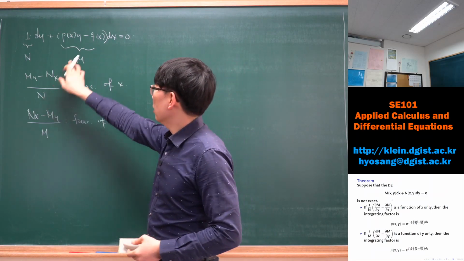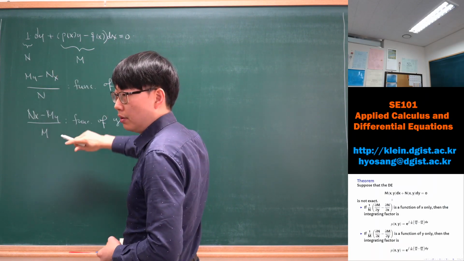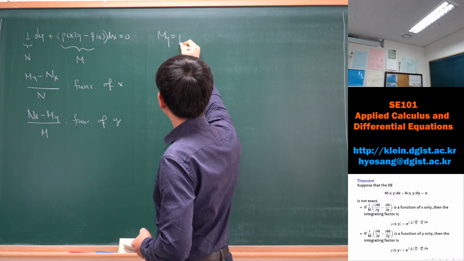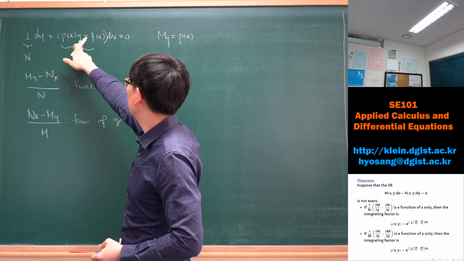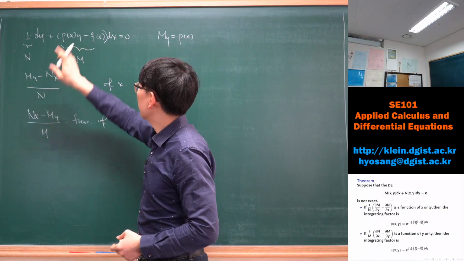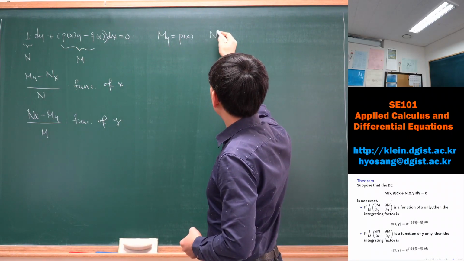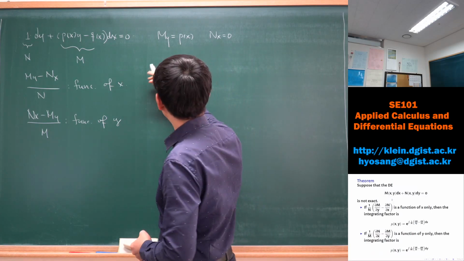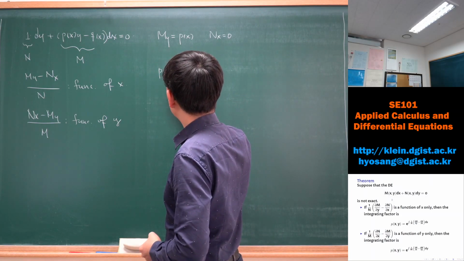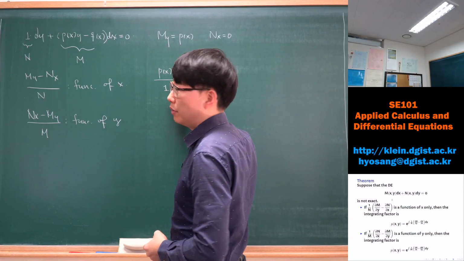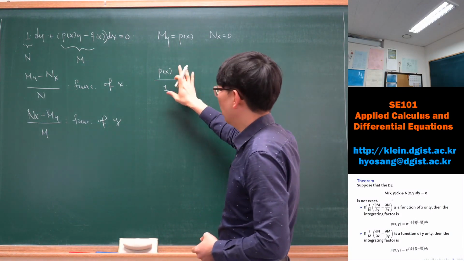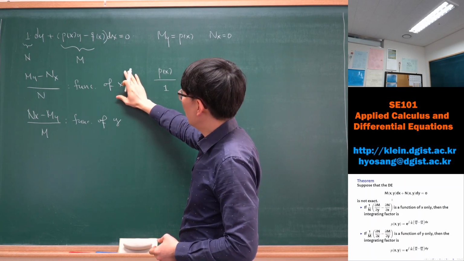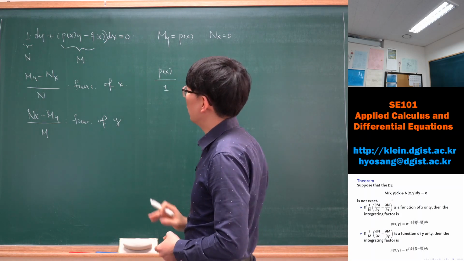So when you plug in M and N in this case, you can see that My is just p(x), right? Because there's only one y in the formula. And Nx is 0. So this form becomes p(x) over 1, which is a function of x. So this is our direction to choose the integrating factor.